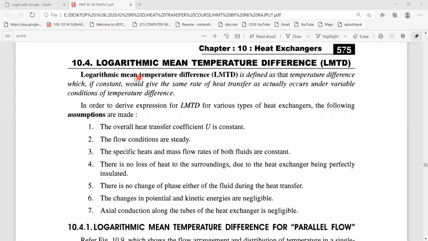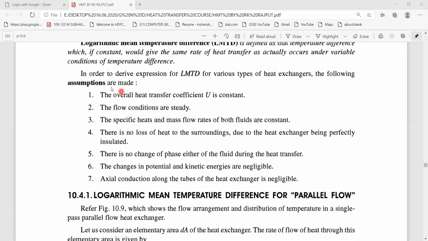Let's start now. Logarithmic mean temperature difference, in short, is also known as LMTD. LMTD is defined as that temperature difference which, if constant, would give the same rate of heat transfer as actually occurs under the variable condition of temperature difference. This is the definition for LMTD. Sometimes you will be asked to define LMTD and write down the assumptions made in it. Let's see what the different assumptions are.